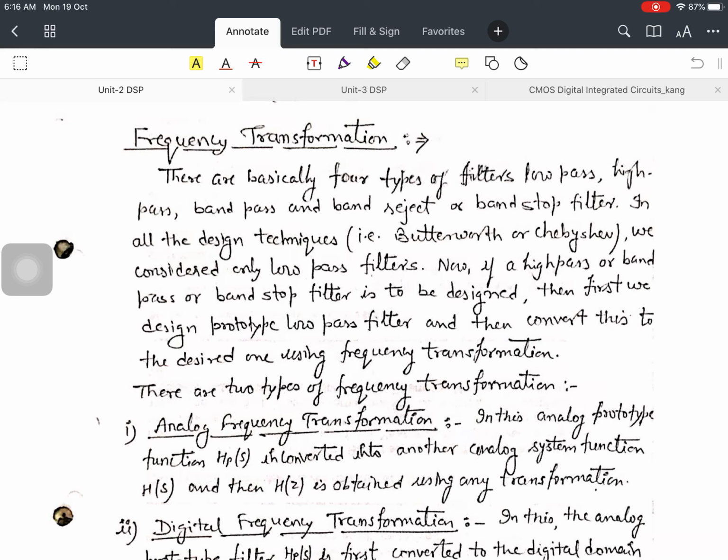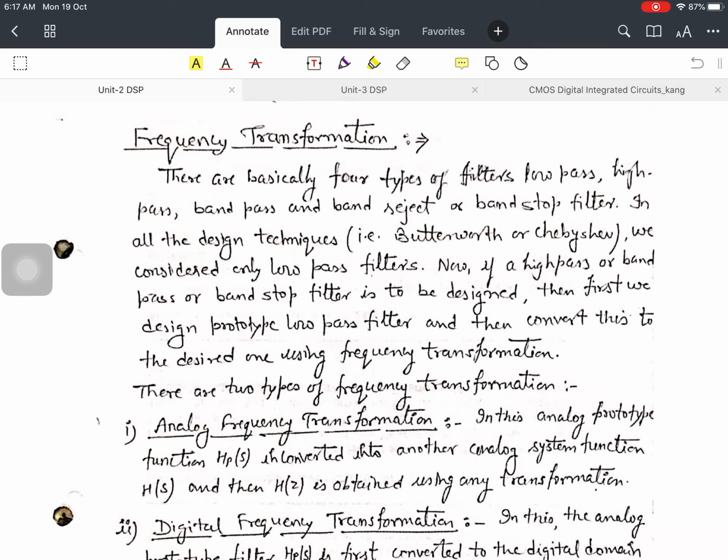the basic filter. For all of the designing we have seen low pass filters, and if we talk about this we also have high pass, band pass and band reject filters, and you want to design these filters. So what we have to do, we use the prototype as a low pass filter, then we take the help of this frequency transformation.